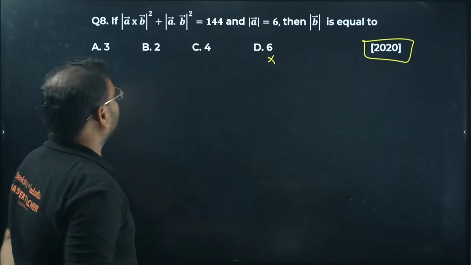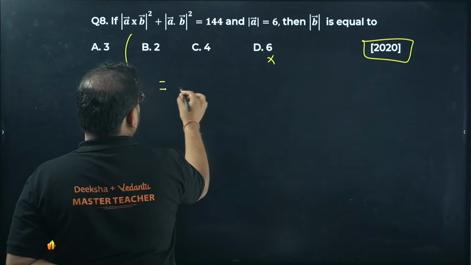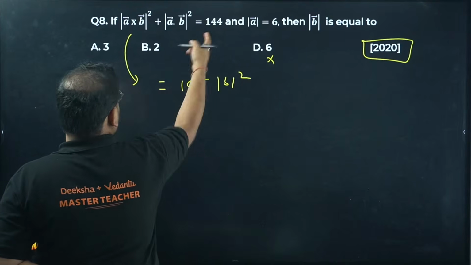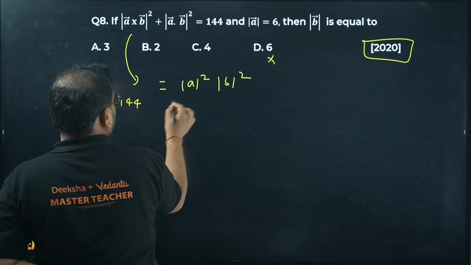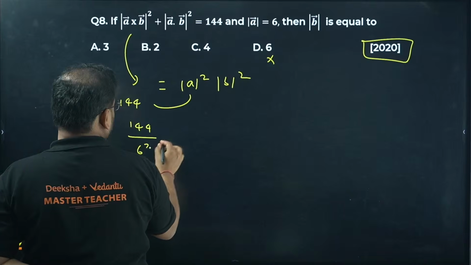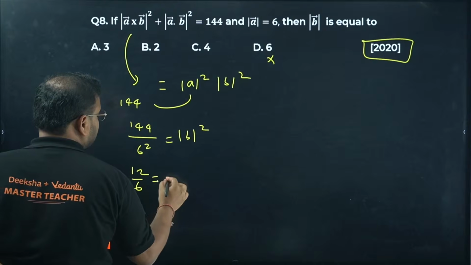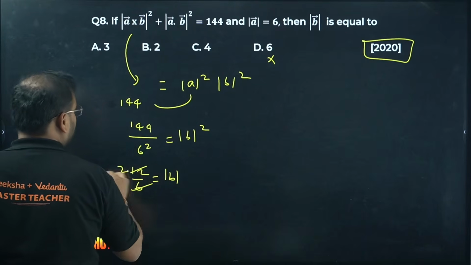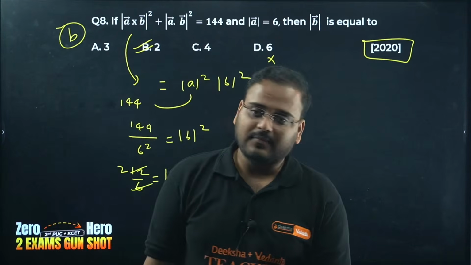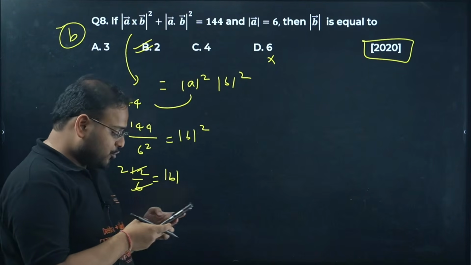If you go about this question, there's a rule. This value over here is equal to mod of a square into mod of b square. Here we have 144. Move this over here, you get 144 by mod of a square, which means 6 square. This is equal to mod of b square. Take root, you get 12 by 6, mod of b. Answer is 2. Can you all not solve this question in your mind? Yes, you can.